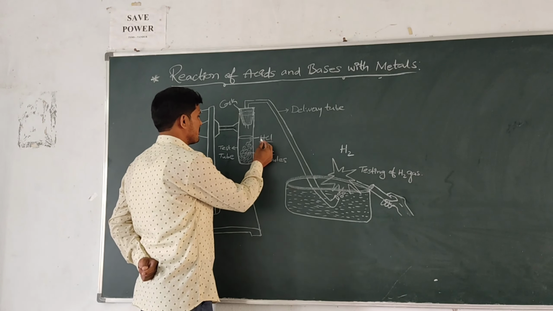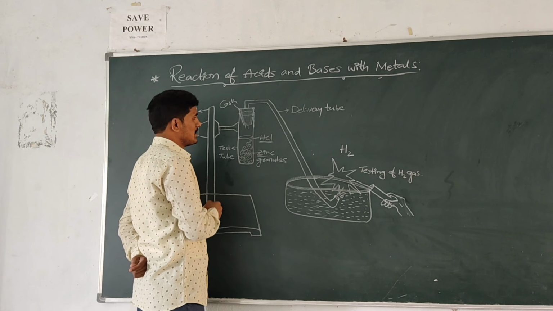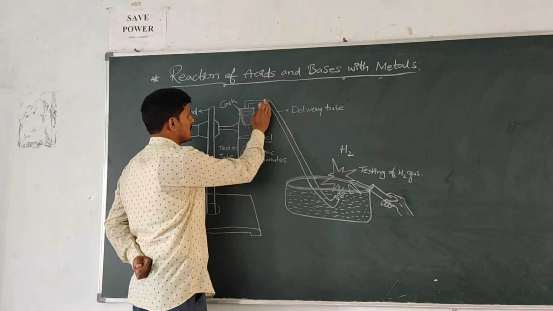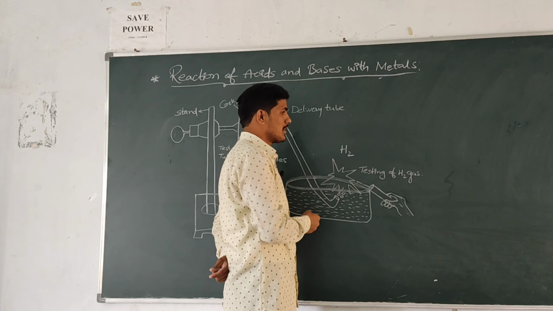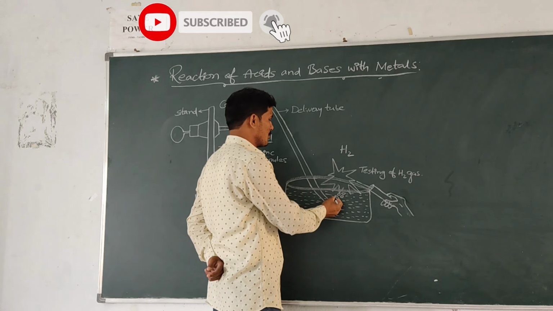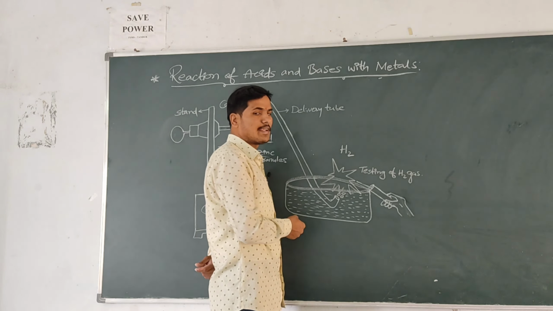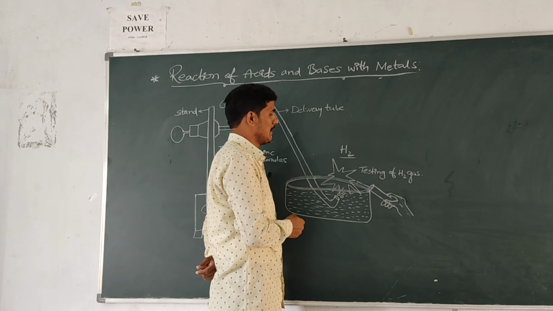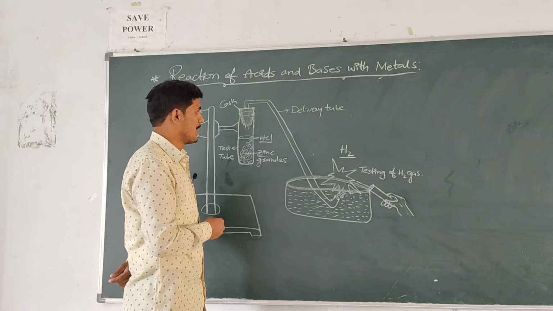When the reaction takes place between the hydrochloric acid and zinc granules, gas is evolved in the test tube. This gas passes through the delivery tube, and when we bring a lighted matchstick or a candle near the mouth of the delivery tube, it burns with a pop sound. Based on that experiment, we can say the evolved gas is hydrogen.